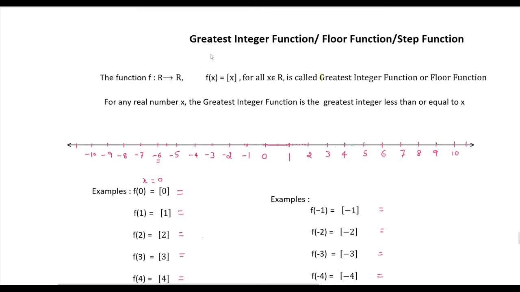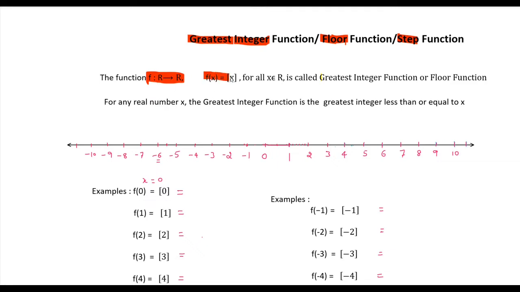Please check it out. Dear students, now let us understand the definition of greatest integer function. Greatest integer function is also known as floor function, or it is also known as step function. A function f from R to R. This is also a real valued function. So the function is from R to R.